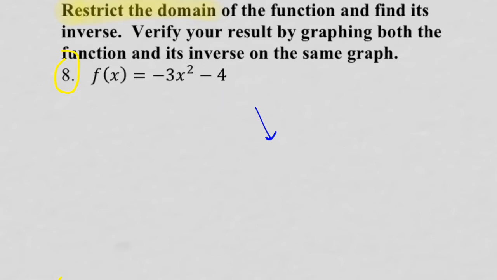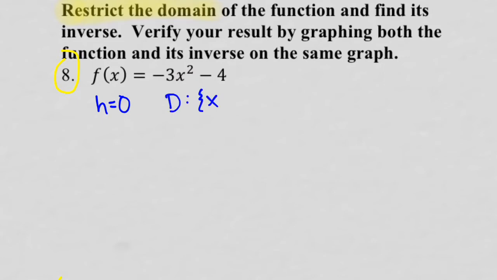The only thing that you have to remember is that when you restrict the domain, you're basically looking for h. What is the h value of your original function? And that's how you restrict the domain. So the h value of this function, if you look at it carefully, is 0, right? This is k. This is a. H would be there in parentheses. There's nothing in there, so h is 0. So my domain depends on that.